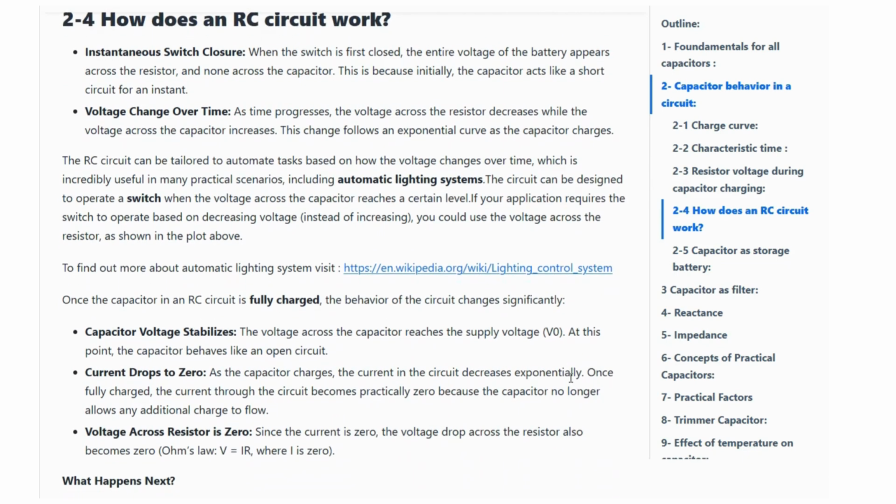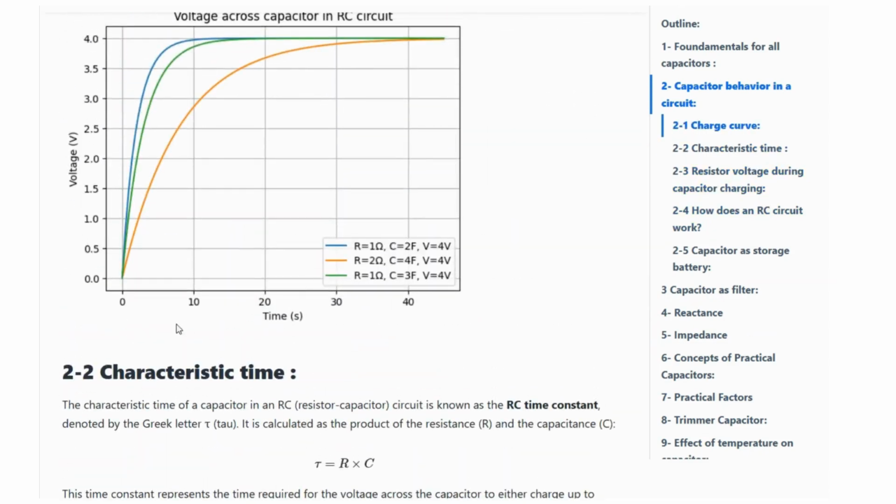First of all, when the switch is first closed, the entire voltage of the battery appears across the resistor and not across the capacitor. This is because initially the capacitor acts like a short circuit for an instant. And voltages change over time. As time progresses, the voltage across the resistor decreases while the voltage across the capacitor increases. This change follows an exponential curve as the capacitor charges. This is the exponential curve that we discussed.